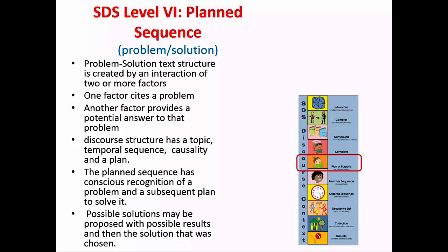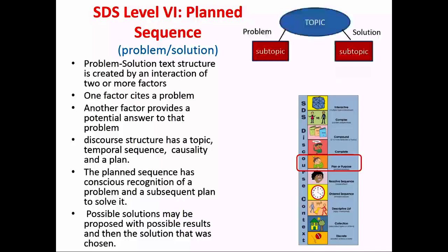It has all of the same kinds of properties. And it goes up in terms of complexity from topic to topic plus sequence to topic plus causality to now topic plus plan, just like narrative discourse does. So we've got problem, subtopic, and solution subtopic, with main ideas under each and details under the main ideas.